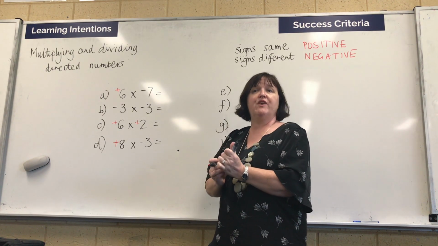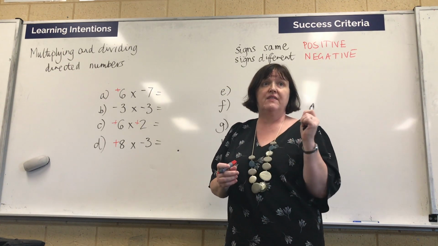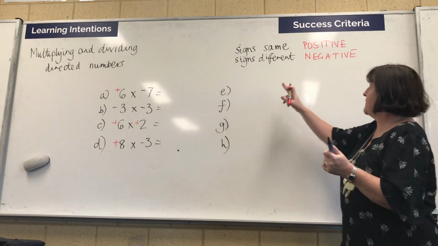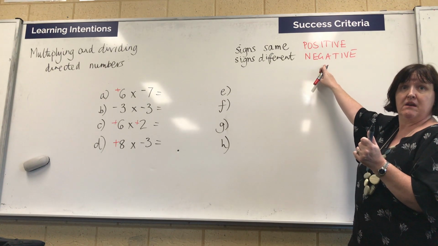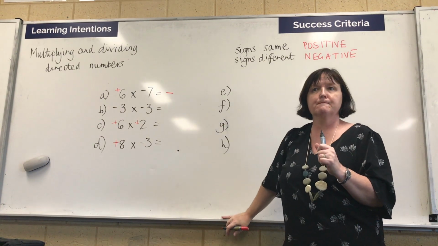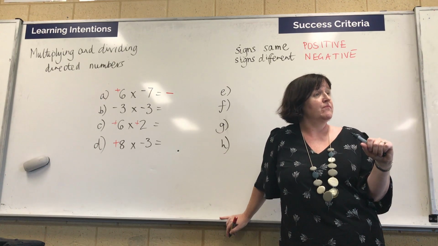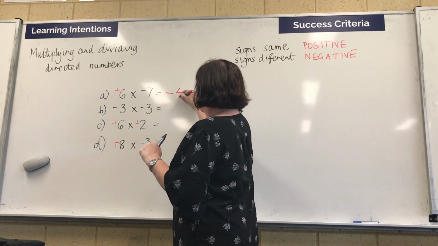We've got a positive and a negative. So are they the same or are they different? Different. They're different. So that means that our answer is going to be negative. So put your negative sign. Okay? Now you can deal with the numbers. 6 times 7, Tom? 42. So your answer is negative 42.